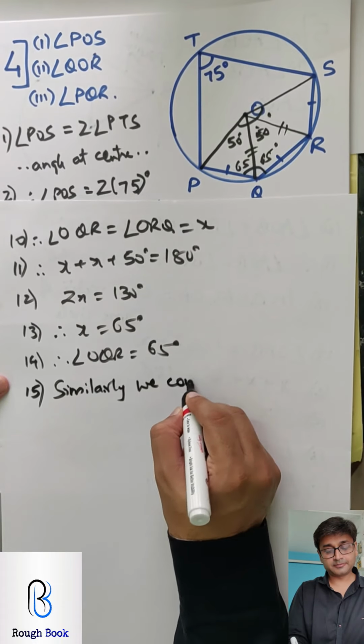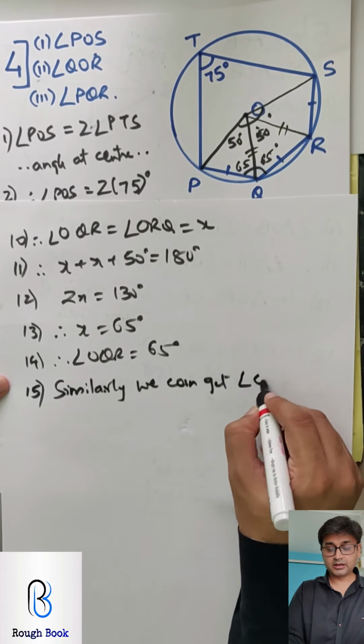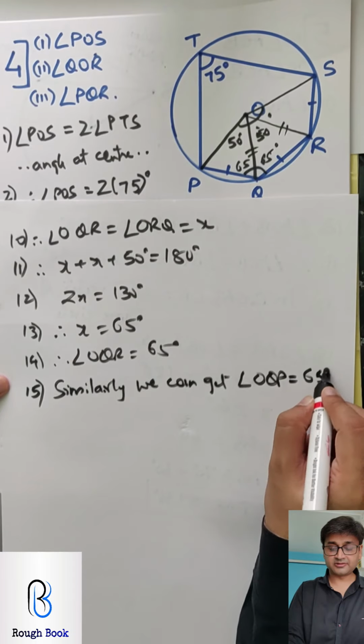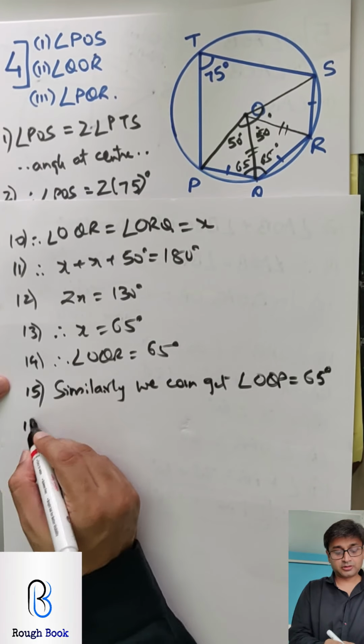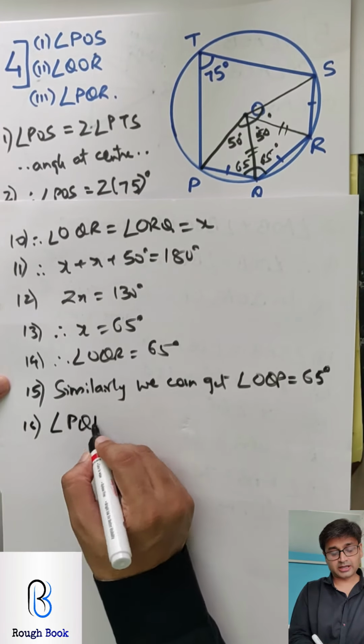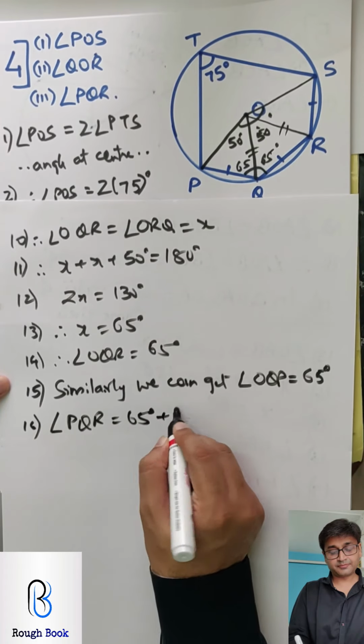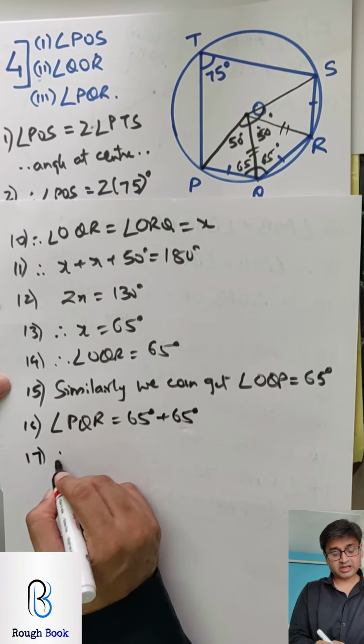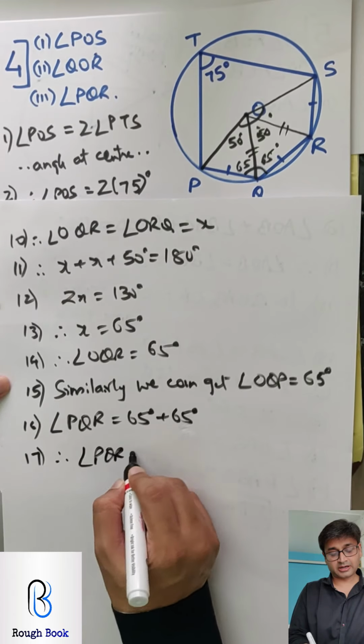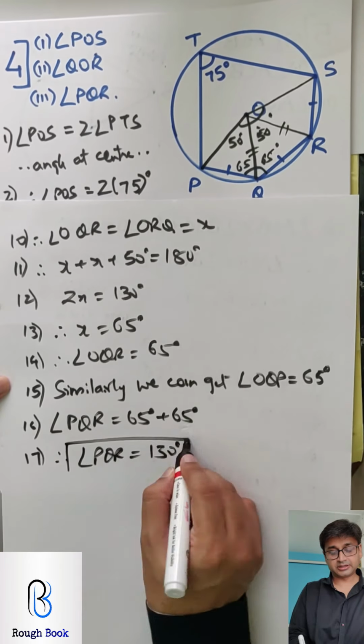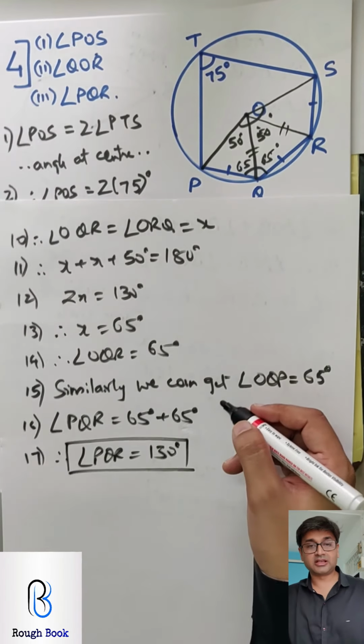Similarly, we can get angle OQP as 65 and then add the two. So finally angle PQR is 65 plus 65. So last step, therefore angle PQR is 130 degrees. So we managed to get the last part also.